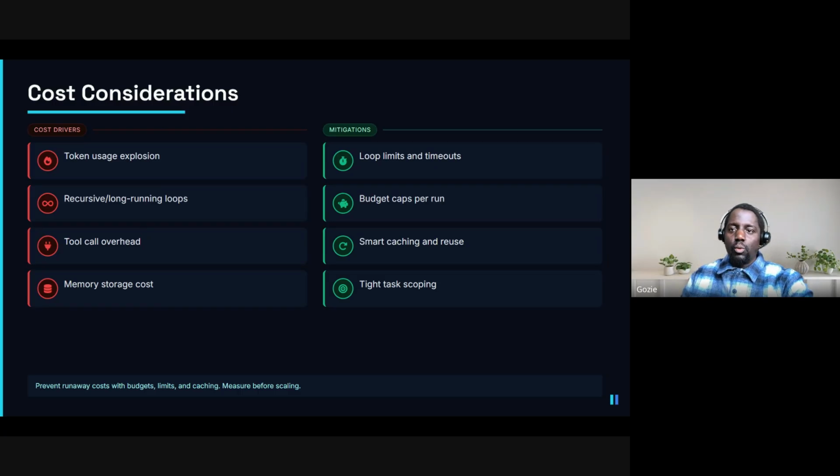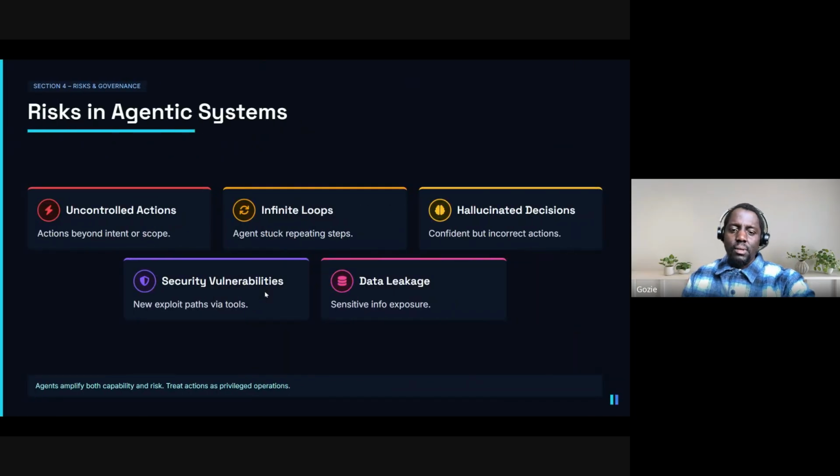Yeah, so we'll now be looking at risks and governance in agentic systems. Obviously, for anything, there are pros and cons, and then we're looking at the risks. And when we look at the risks, we now look at, okay, with these risks, how can we govern? How can we put things in place in terms of governance to control these risks?